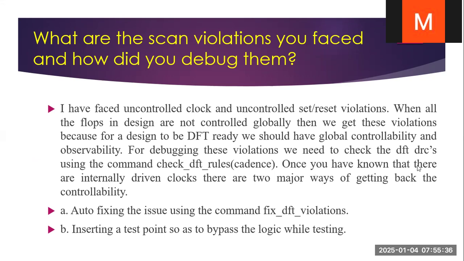Once we know that there are internally driven clocks, there are two major ways of getting back controllability. One is auto fixing the issue using the command fix DRC violation. We will use the command set test logic on.